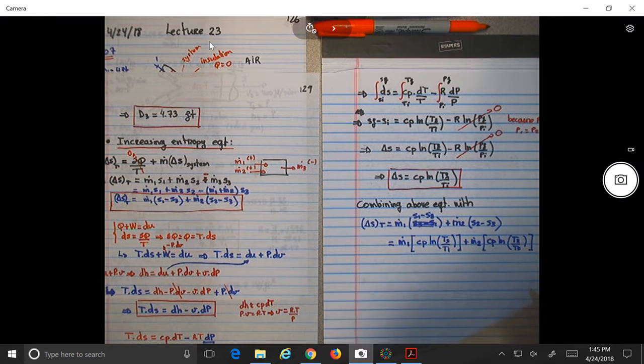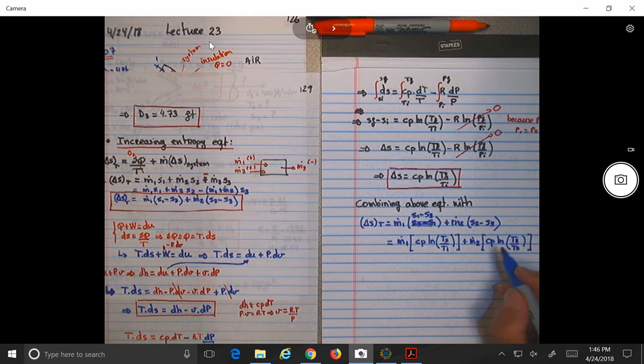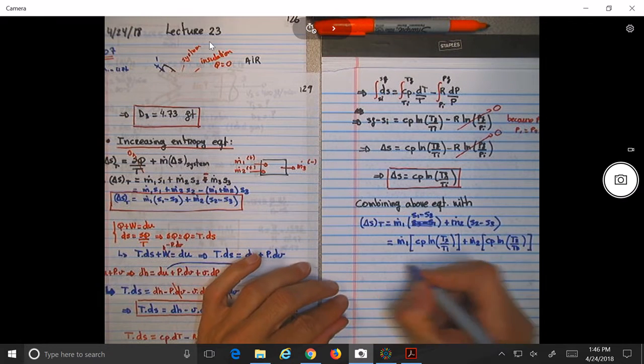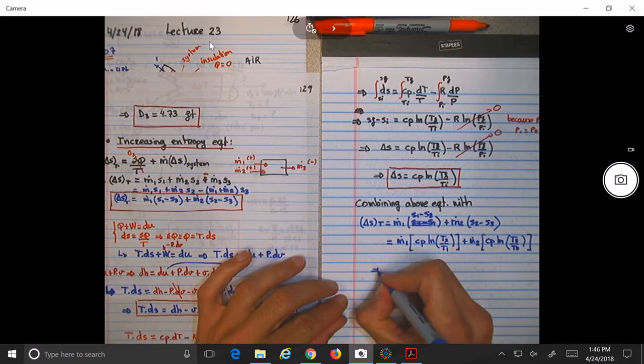Let me see what they've done here. T3, T1, yeah, I think it's the same thing. So I mean, I could combine some of this stuff, but I'll let you do the calculation.